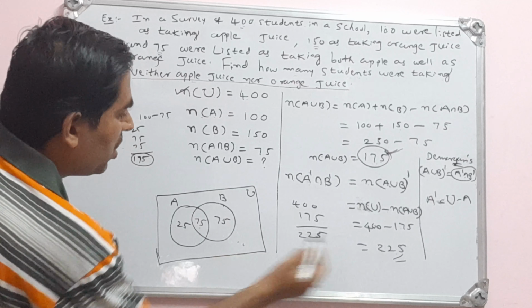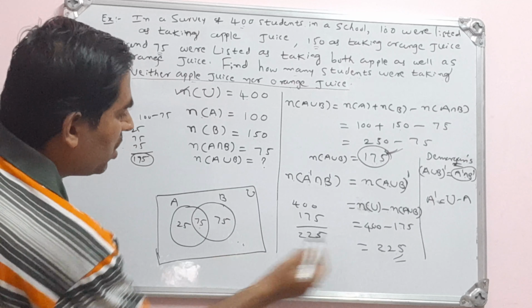So what we have found out: n of A dash intersection B dash is equal to n of (A union B) whole dash. That means the complement of A union B, that is the universal set minus this set A union B. The number of A union B is 175. Subtracting 175 from 400, I get 225. If I add this plus this plus this plus this, I will get 400: this 175 plus this 225 makes 400.